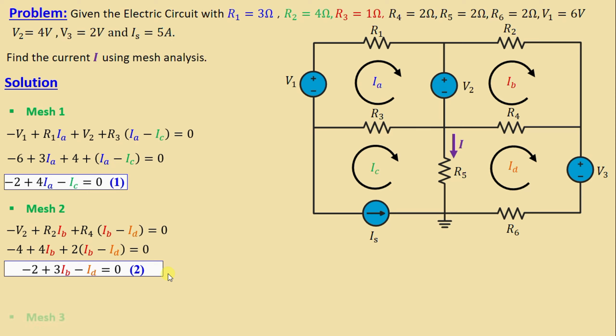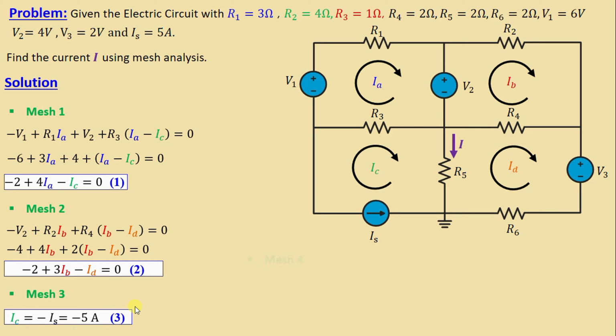Let's move on to mesh number 3. We can see here in mesh 3 that IC is equal to negative IS. We know that IS is 5 amps. That means IC is equal to negative 5 amps. And I will call this equation 3.